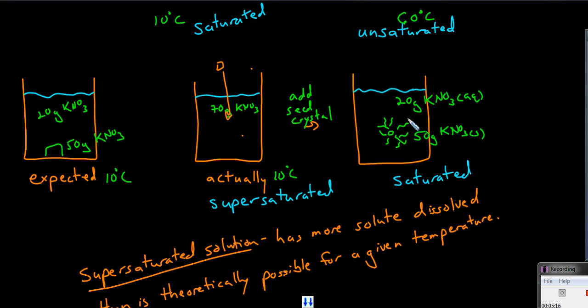Another common thing is to scratch the surface of the glass, and this can create a surface on which crystallization can occur.